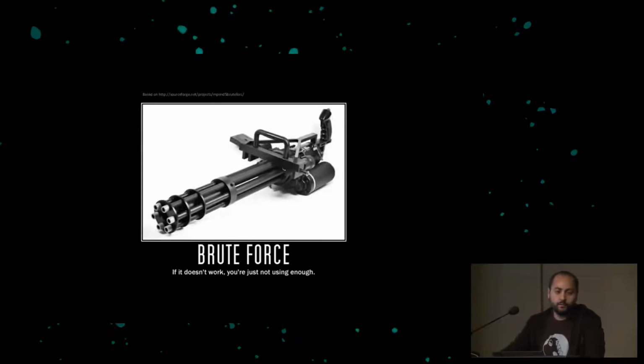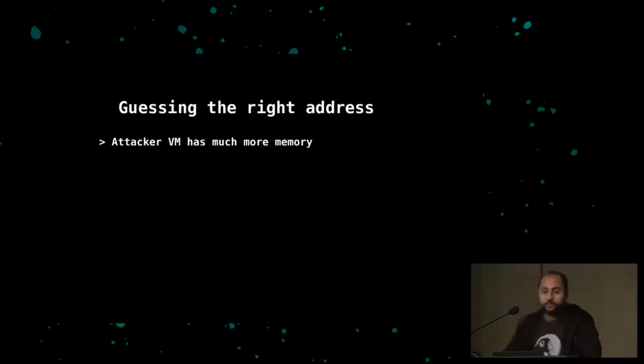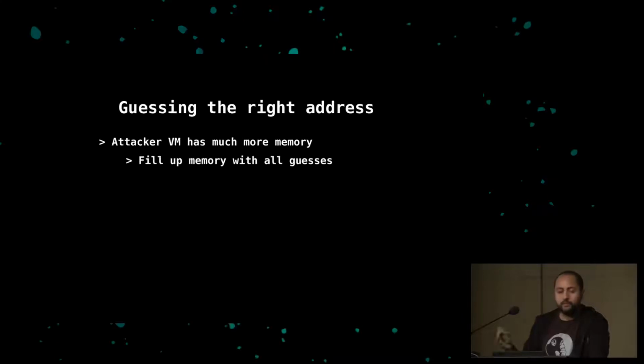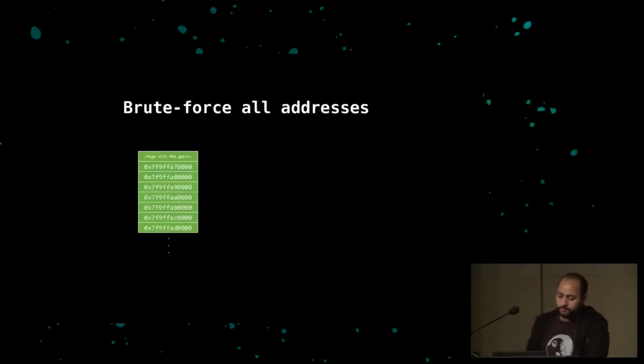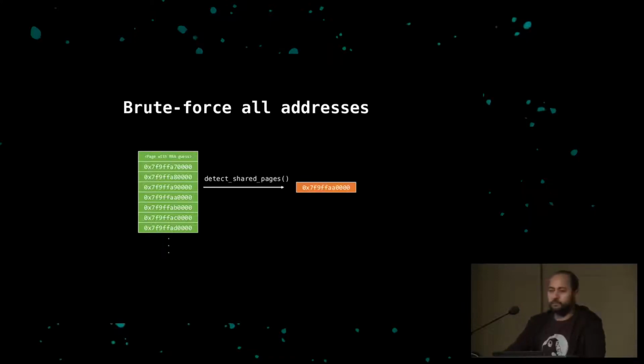So we can use much more memory, all the memory that the attacker actually has. You can assume the attacker has much more memory. Usually you have a different VM with 2, 4, or even more gigabytes. So we can just fill up the entire memory at our disposal with all the guesses. In the case of 19 bits of entropy and one page per guess, it's 2 gigabytes, which is okay. So you have these pages, you allocate them, and then you try to detect it. It's a classical brute force attack on that memory deduplication side channel.